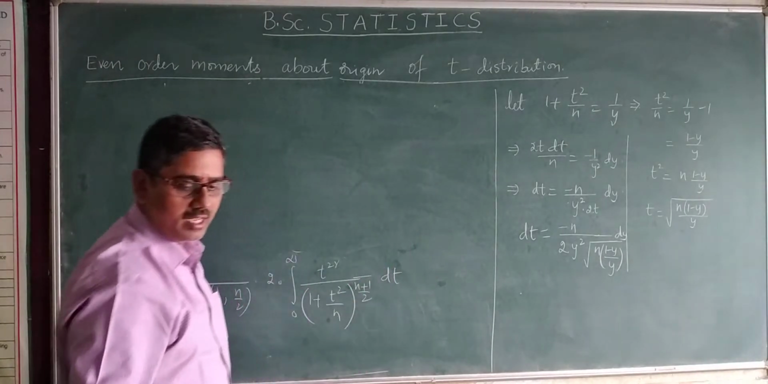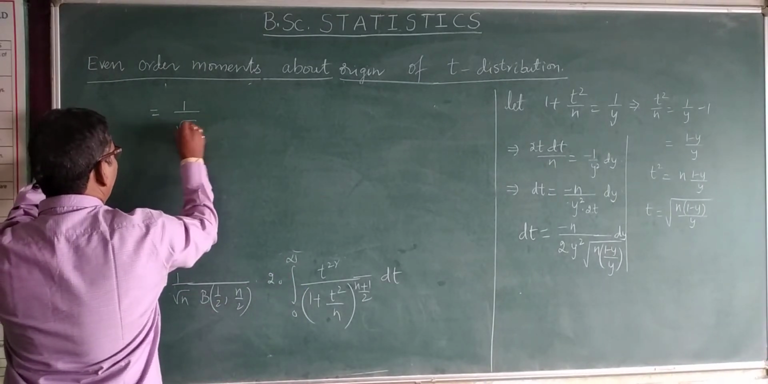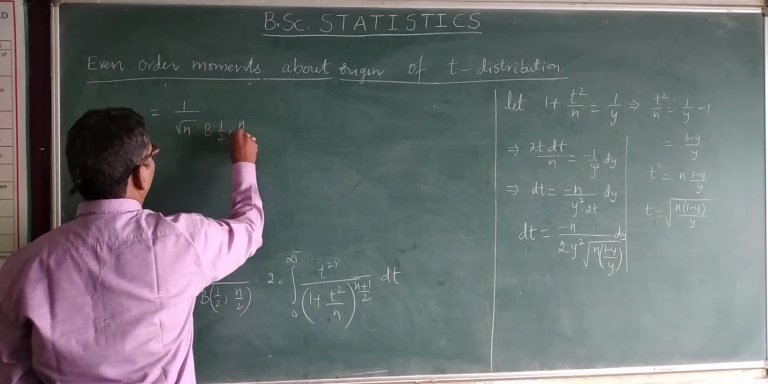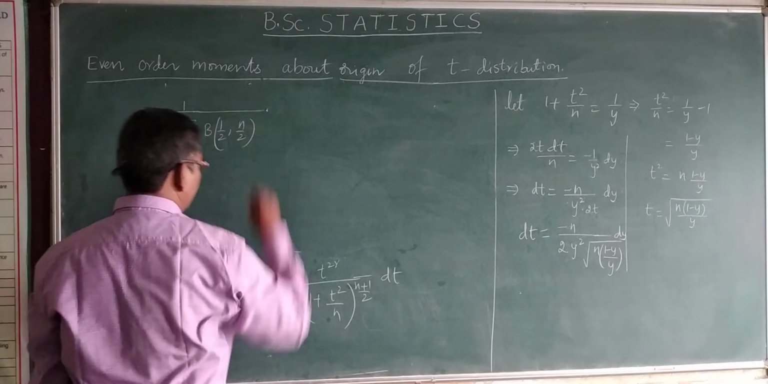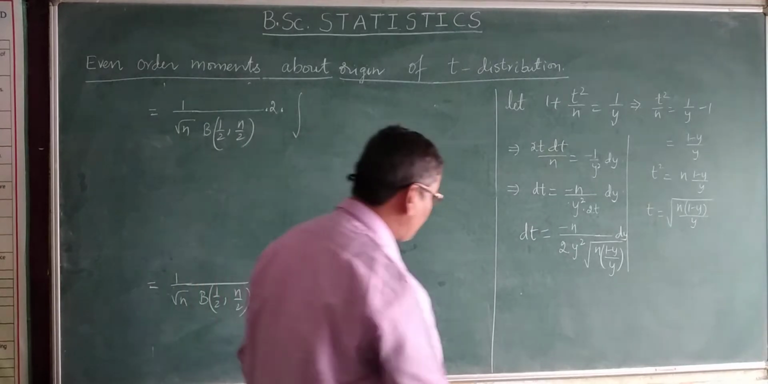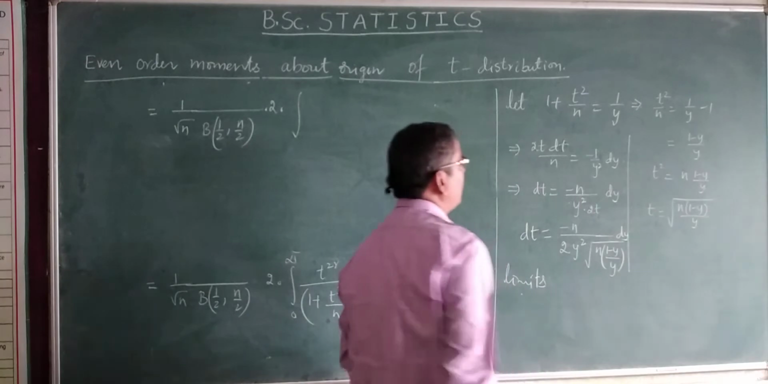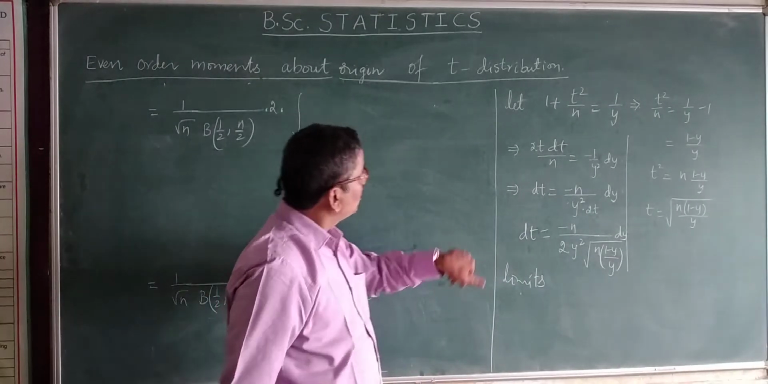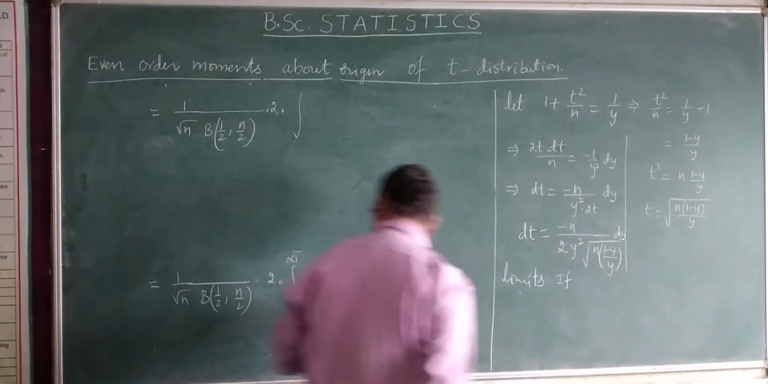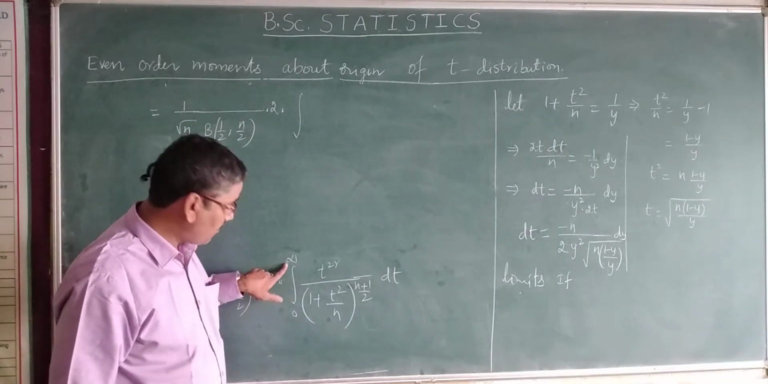So if we convert the integration in terms of y, it is equivalent to 1 by root n beta 1 by 2, n by 2, multiplied by 2 into the integral. What are the limits? Limits are one important part, and we also have to see them. If we consider the limits now, for t the lower limit is 0, and the upper limit is infinity in the integration here.